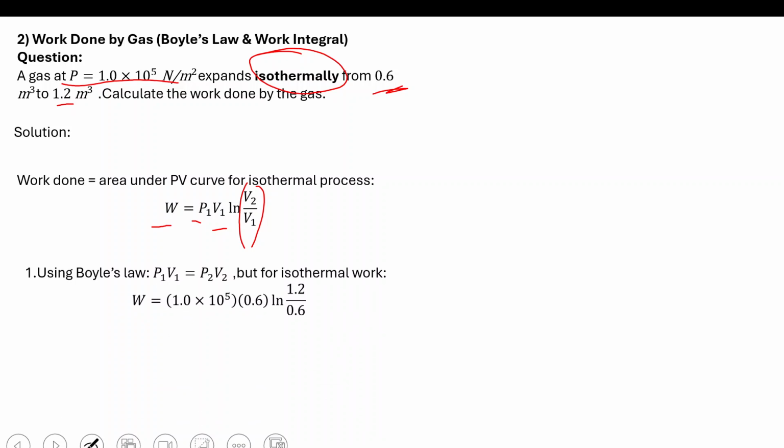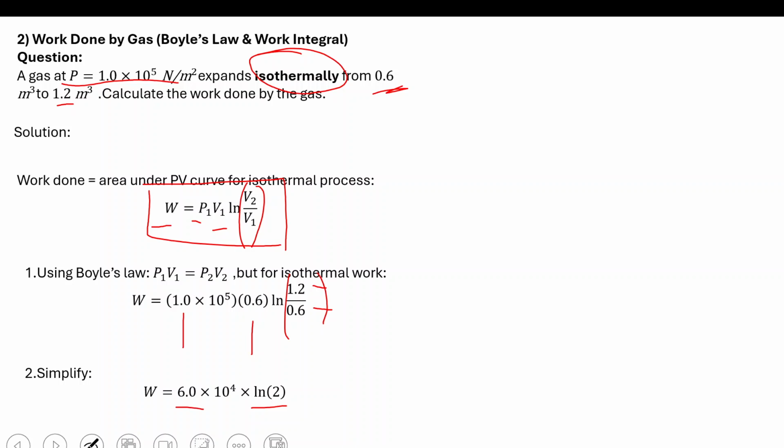Okay, so write out the parameters again. Using Boyle's law, P1 V1 equals P2 V2. So work done is this particular formula, and we're going to plug in the values there. What is P1? P1 is already given as 1.0 times 10 to the power 5. Then V1 is given as 0.6. The ratio is V2 up here and V1 here, so the natural log of this fraction, 1.2 divided by 0.6, is 2. So already I'll be having ln 2 here, and the combination of this and this will give me this. So the answer should be 4.16 times 10 to the power 4 joules. The answer is in joules.